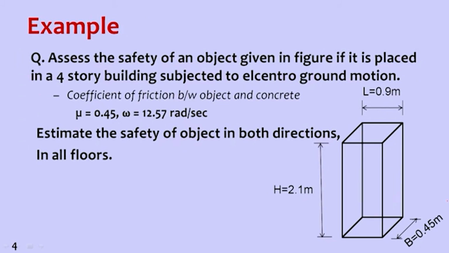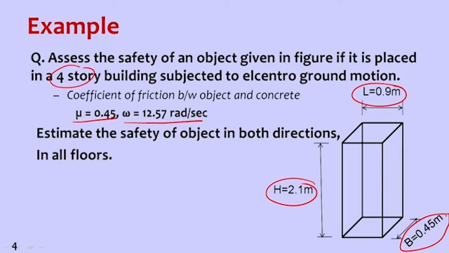Now let us move to the problem. Here we have to assess the safety of an object given in a figure. There is an almirah, a rectangular object, having width B as 0.45 meter, height as 2.1 meter, and length as 0.9 meter. It is placed in a 4-story building subjected to El Centro ground motion. The same element is placed at different stories: ground floor, first floor, second floor, third floor, and fourth floor. Another two values given are mu equal to 0.45 and forcing frequency of 12.57 radians per second.